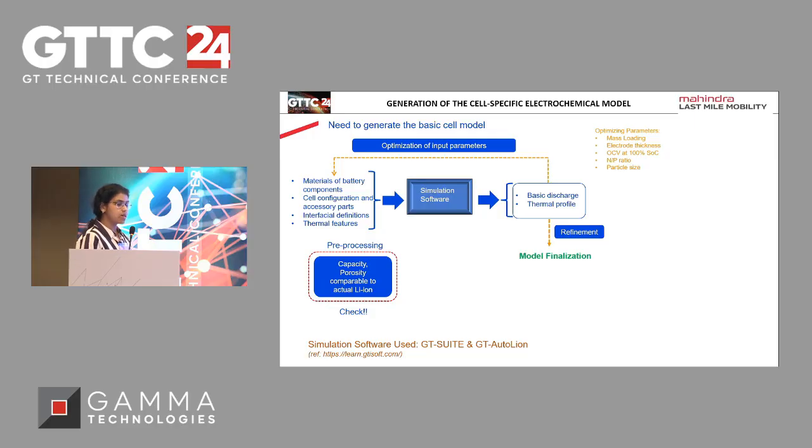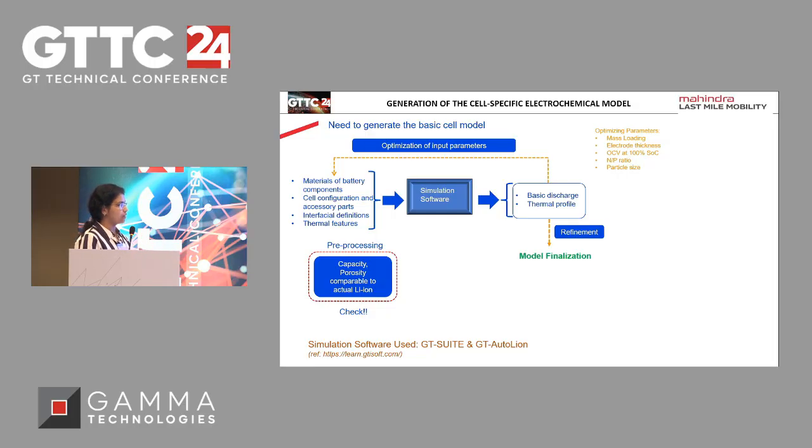If it is matching, it's well and fine, but if it is not matching, then it has to be optimized. This optimization of initial parameters goes on in some loops until we are able to get a set of parameters with the capacity close to the capacity of our cell, some reasonable porosities, and also through this exercise we are able to come across some of the parameters which we cannot get from the supplier.